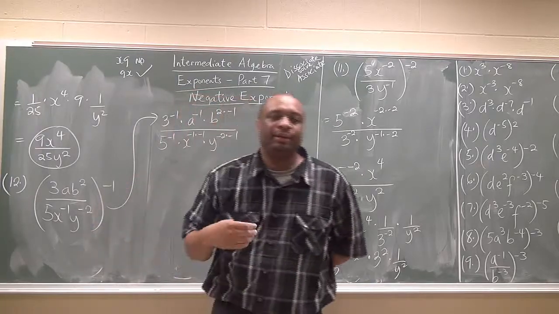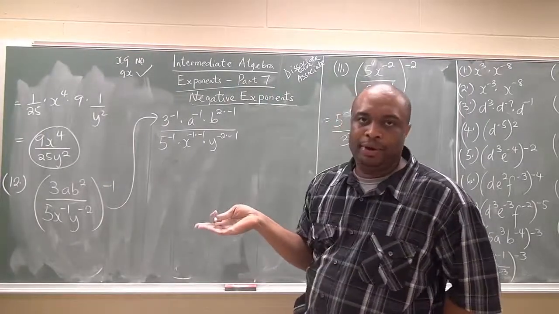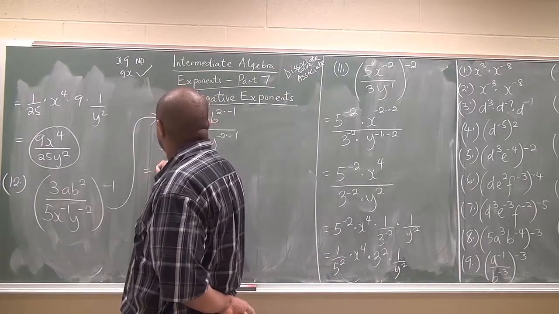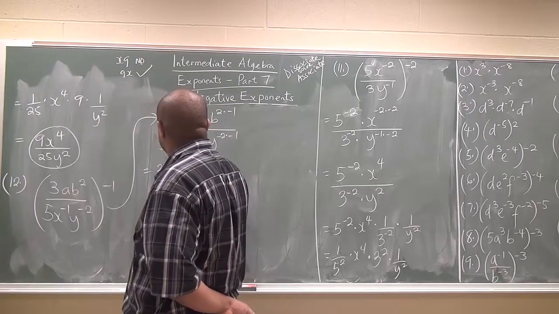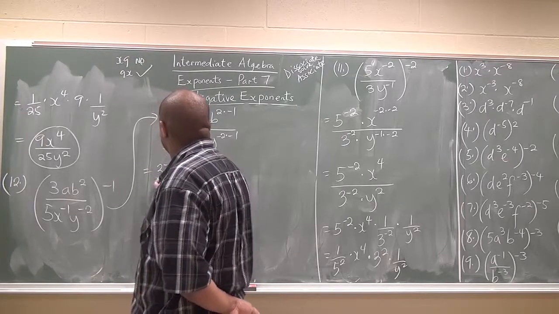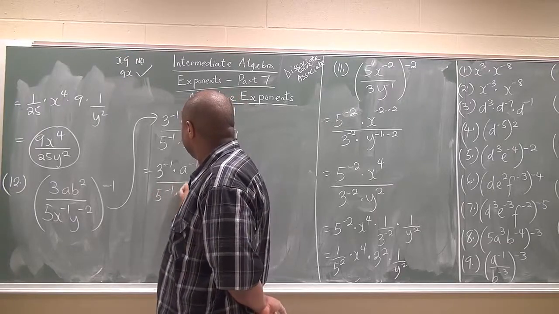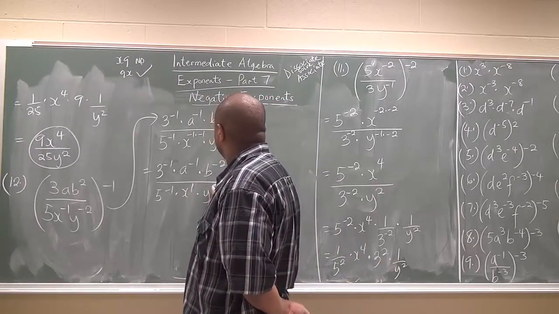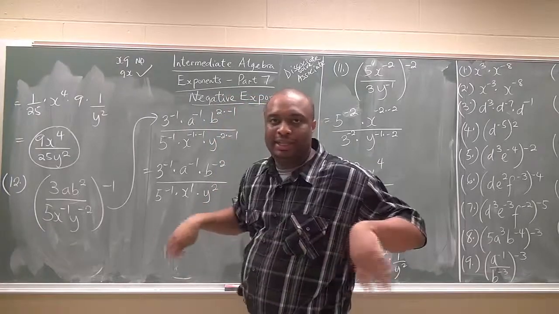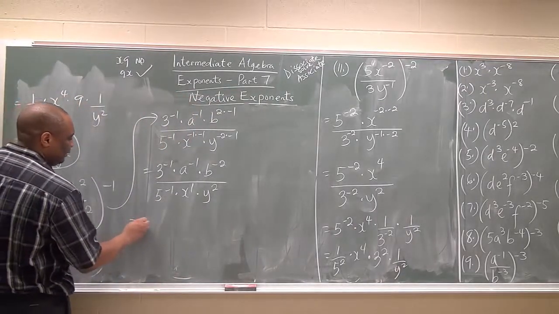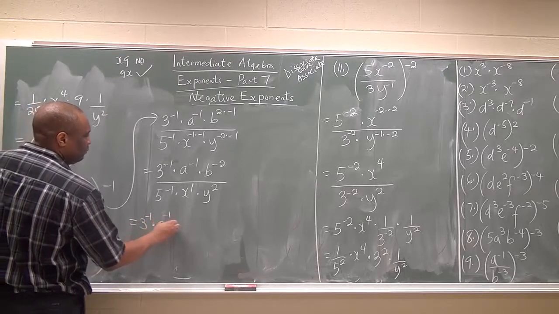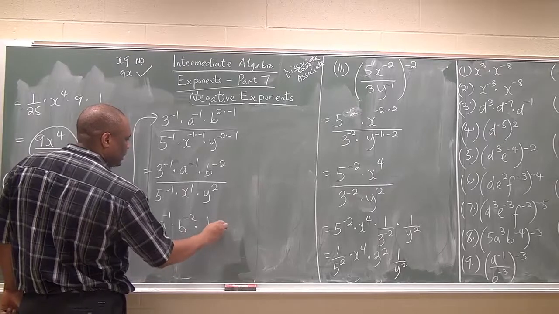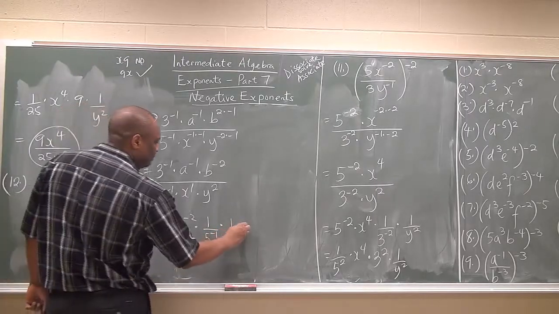The negative 1 outside exponent is for every base inside the exponent. Okay, so this will now be equal to 3 exponent negative 1, that's fine, let's leave it like that, times a exponent negative 1 times b exponent negative 2, all over 5 exponent negative 1 times x exponent 1, negative 1 times negative 1 is 1, times y, negative 2 times negative 1 is 2, y squared. Now let's dissociate this. This is now 3 exponent negative 1 times a exponent negative 1 times b exponent negative 2 times 1 over 5 exponent negative 1 times 1 over x exponent 1 times 1 over y exponent 2.